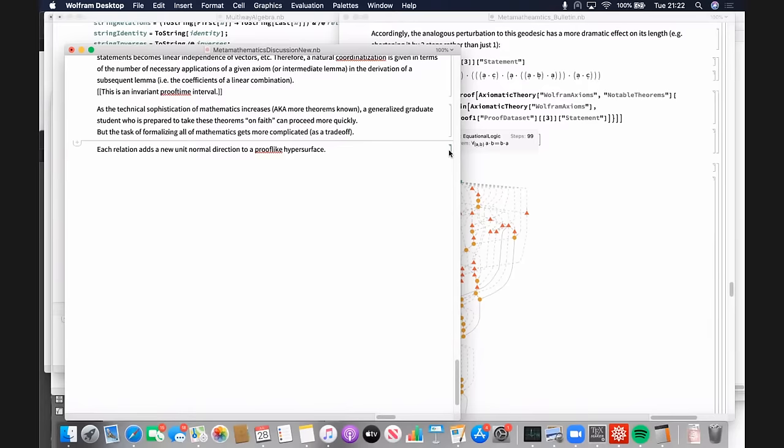Right. Okay. So what you're saying then is that every time we add a relation, you're sculpting the proof-like hypersurface by adding an additional capability for it to be deformed in a new direction. Right, right. So the point is, each new relation is defining an equivalence between a pair of proof-like separated points, right? Yep.